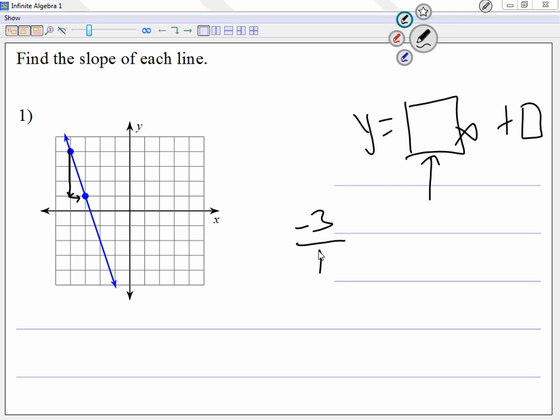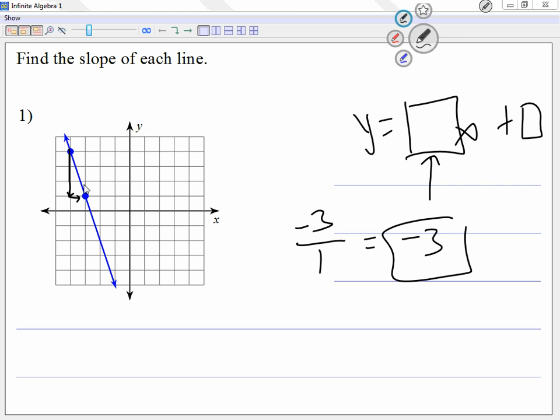Then simplify your fractions as much as you can. Negative 3 divided by 1, I'm going to call that negative 3. Some of your answers will remain as a fraction, but at least this one we can simplify to negative 3. Now, you guys might ask me, well, do I have to start at that point? Could I start at the other one? You start at any point you want. It doesn't matter which one.